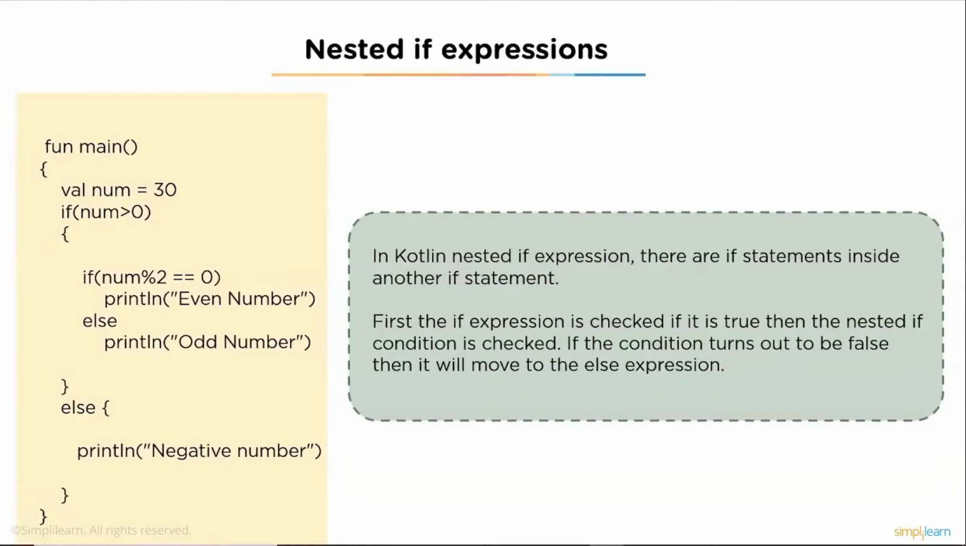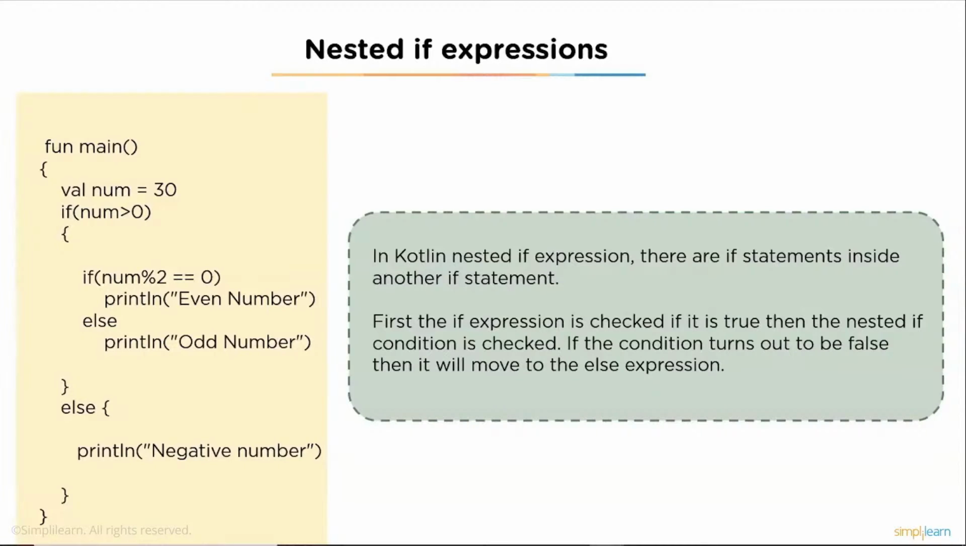In this example, it checks for true in condition 1, then checks for true in condition 2. If condition 2 evaluates to true, statement 1, that is even number, is executed. Otherwise, statement 2, that is odd number, is executed. Similarly, if condition 1 evaluates to false, then the else block executes and the statement negative number is printed.